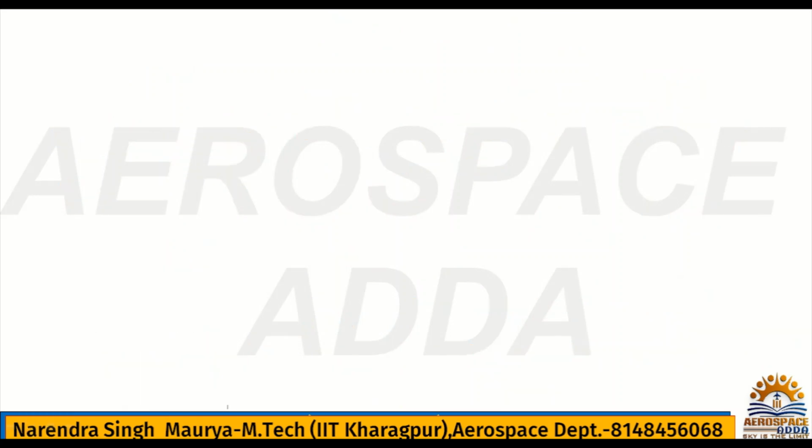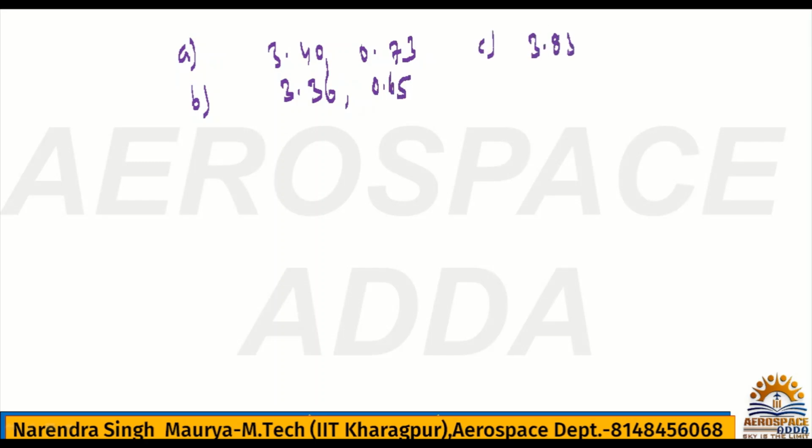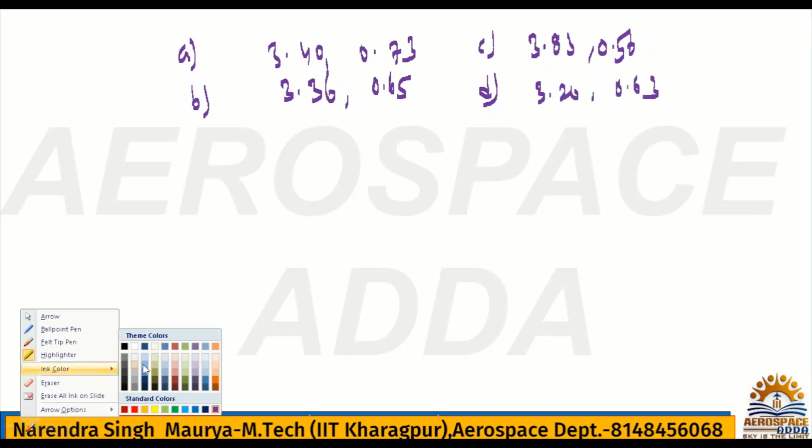Options are: option A 3.40 comma 0.73; option B 3.36 comma 0.65; option C 3.83 comma 0.56; option D 3.2 comma 0.6. Hardly it will take 2 minutes. We'll have to finish this problem now only. The solution.